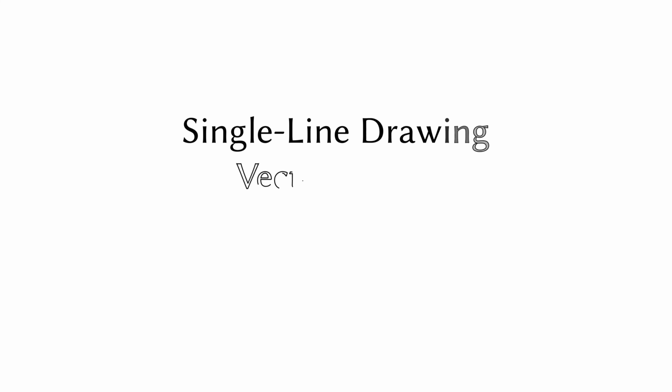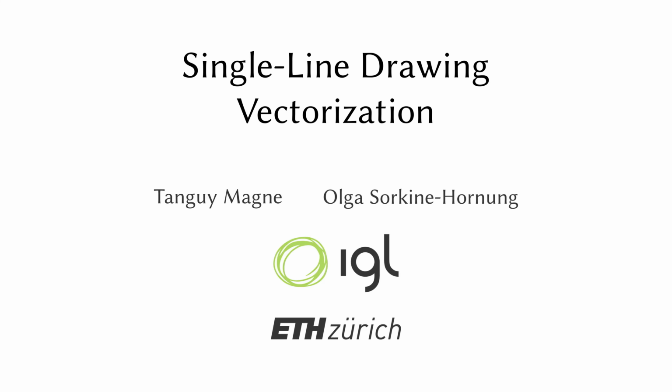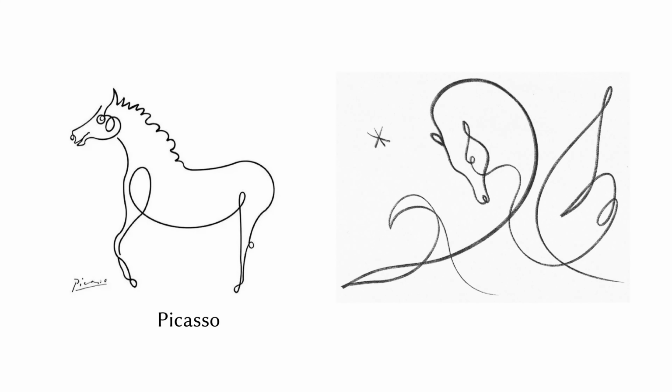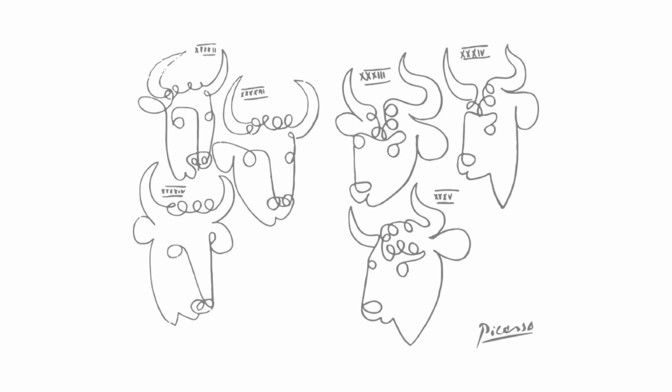In this video, we present a method for vectorizing line drawings, and in particular single line art, with the correct parameterization along the curve. From Picasso to modern artists, single line drawings have been used as an expressive form of art. Single line drawings are a very demanding type of line art, where a single continuous curve represents a whole object or scene.